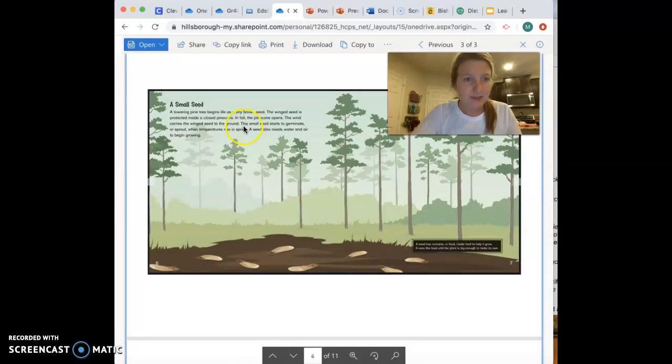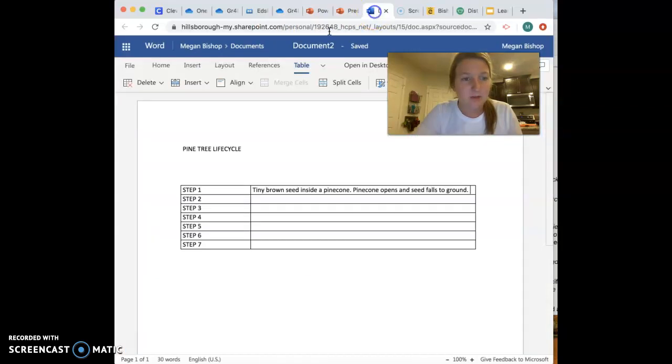Then it says, this small seed starts to germinate. So there's another signal word. We have begins, we have in the fall, so we can use time as a signal for our sequence. It says the seed starts to germinate. Starts would be a signal word. And we know germinate means to sprout because the author is giving us this clue here, or sprout, when temperatures rise in spring. A seed also needs water and air to begin to grow. So I'm going to go back to the text. It says a seed starts to germinate or sprout.